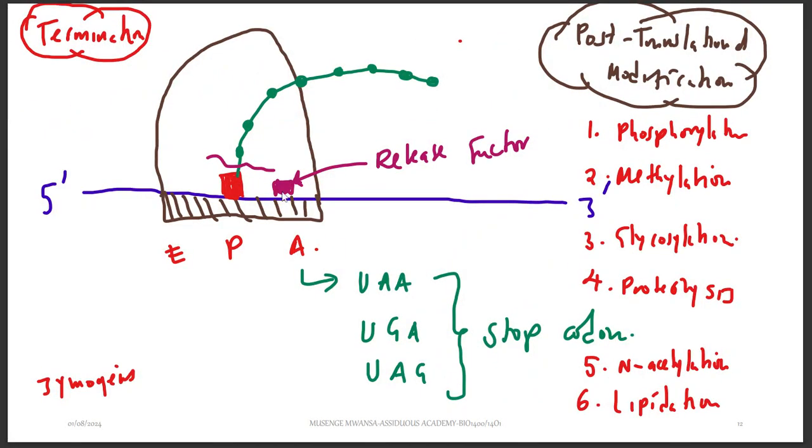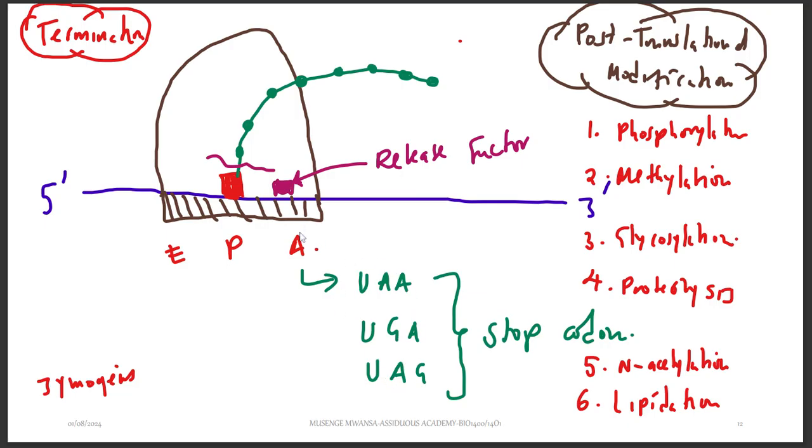But for termination to happen, remember we said that the start codon was AUG. When the A site reads either UAA, UGA, or UAG, please know this, they all start with U, and then you just play with the A's and the G. UAA, UGA, UAG. These we call stop codons.